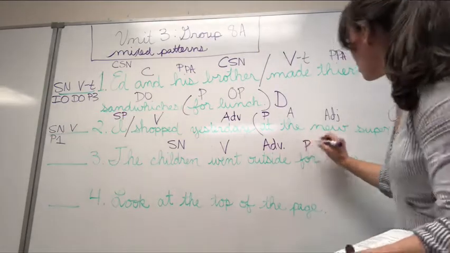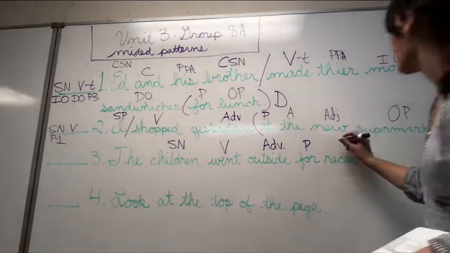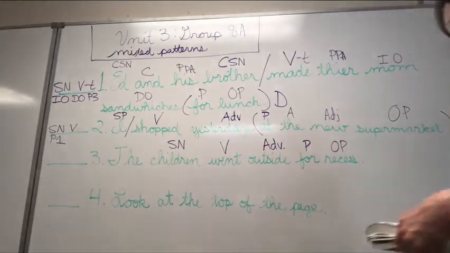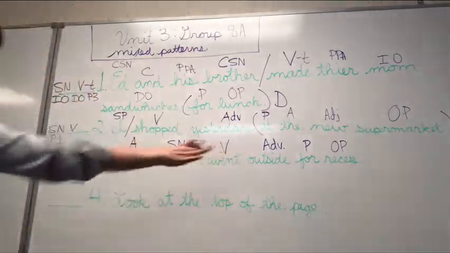For, preposition. For what? Recess. Object of the preposition. The, article, adjective. All right, did I get everything? Yep. Let's look at this.